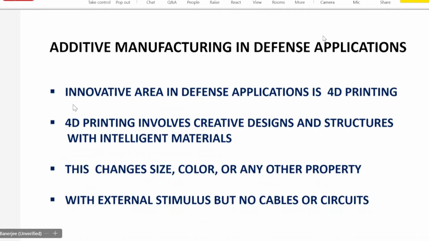And whenever we talk about these things, we must say that additive manufactured components should be such that they can change color. With that kind of smart materials, you have to do that. And as I said, without any cables or circuits, only with an external stimulus, that is sound or heat, it will be doing that. So this is what we really mean.